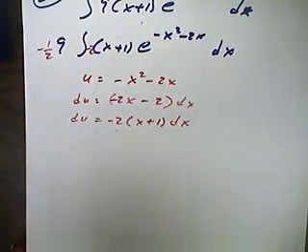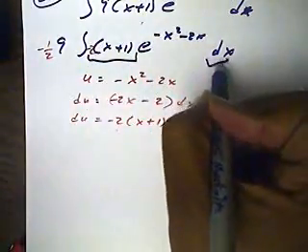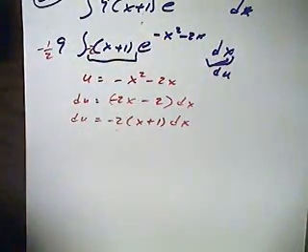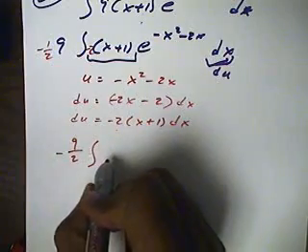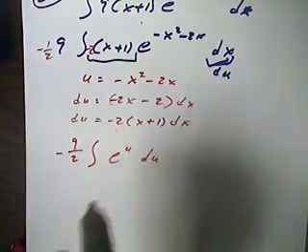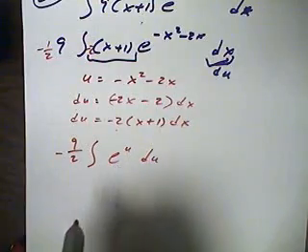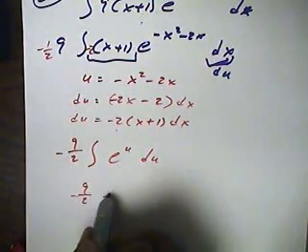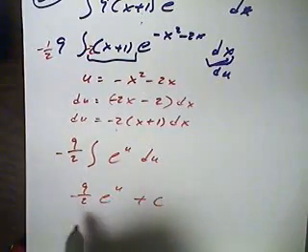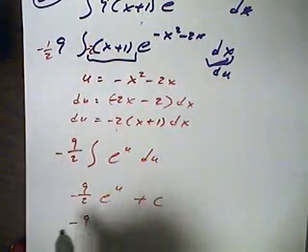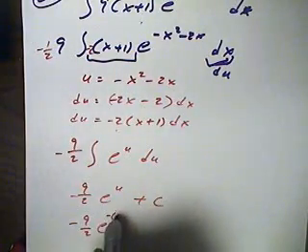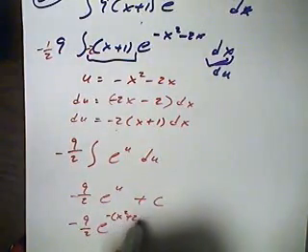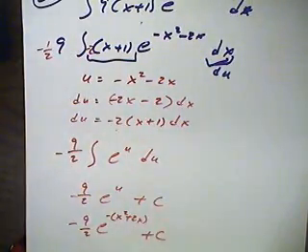Now, all of this right here becomes du. So we get negative 9/2, the integral of e to the u du. And the antiderivative of e to the u is e to the u plus c. So we return all this back to the original. So negative 9 over 2, e to the negative parentheses x squared plus 2x, all closed, plus c.